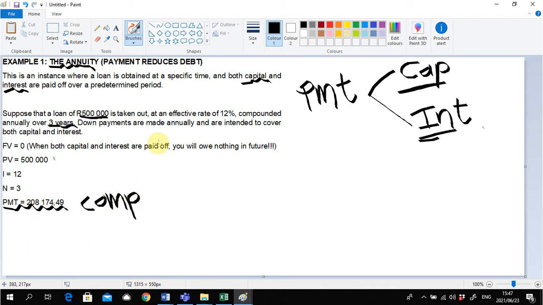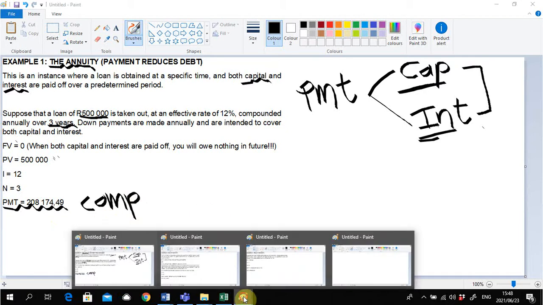And this payment now comprises both the capital and the interest because you're making down payments on the loan. So you receive 500,000 rand and then you make down payments on it. Each payment has a bit of capital, a bit of interest, and after 3 years you will owe nothing on this loan. Right, so that's an annuity. An annuity basically means that you make a payment and the payment reduces your debt. So your debt is the combination of both your capital and your interest. That is, simply put, your annuity. I think that's quite straightforward to understand.